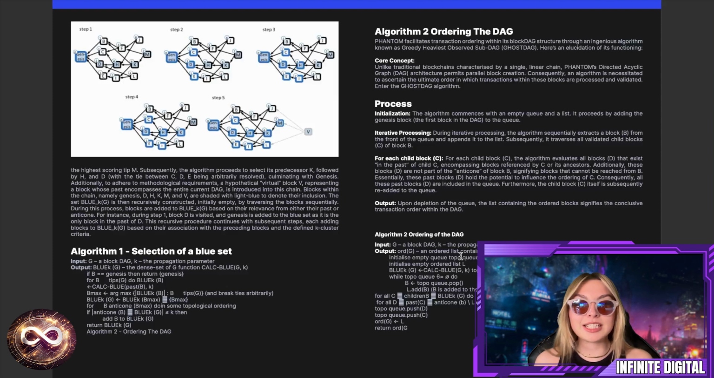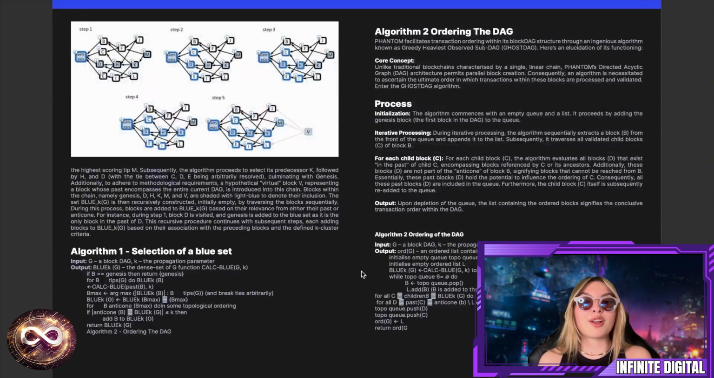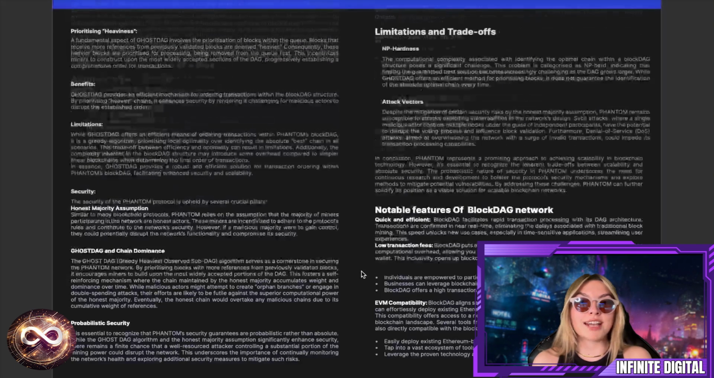Down below, ordering the DAG algorithm 2, once again, the input and the output, literally everything in such detail that I cannot even explain. You guys can see it even over here in the intuition and everything else that's going on, literally step by step, simplifying everything, completely transparent and giving you everything you need to know and understand how everything in BlockDAG works.